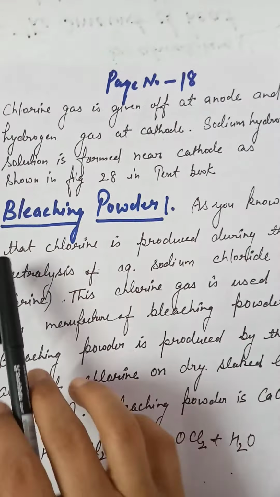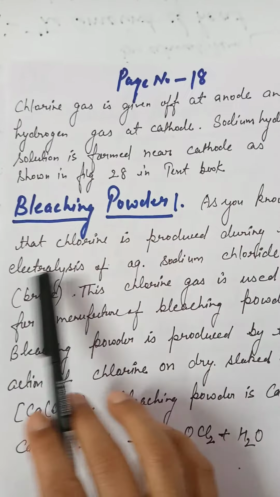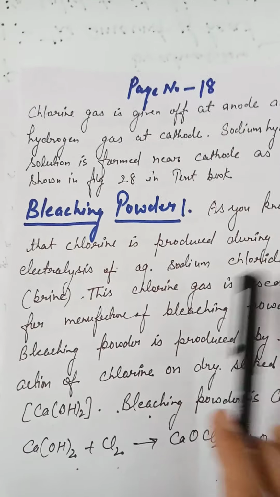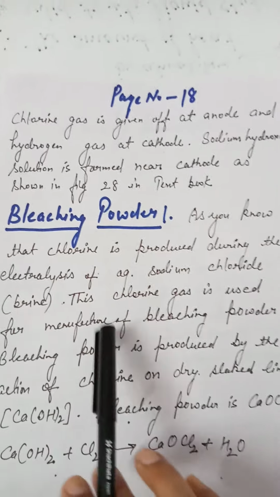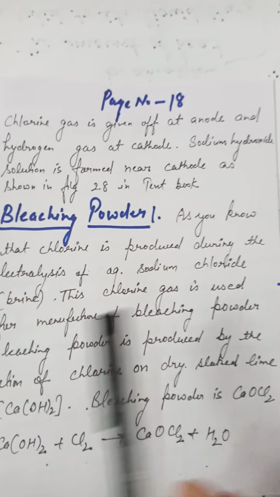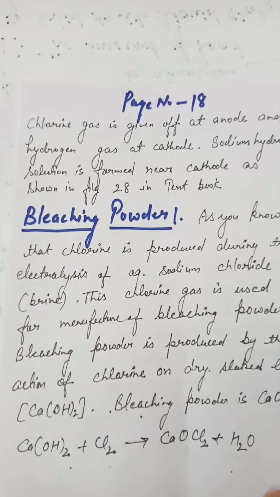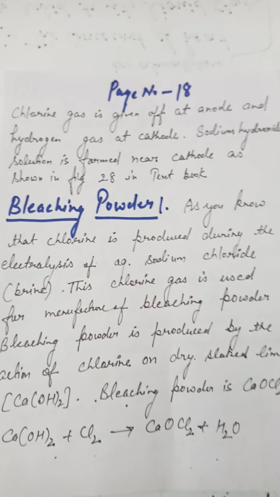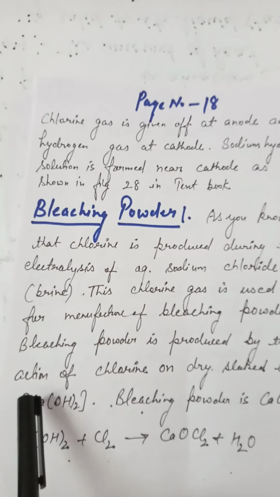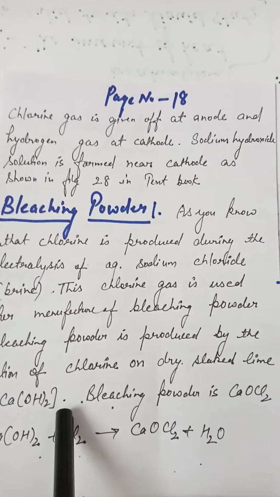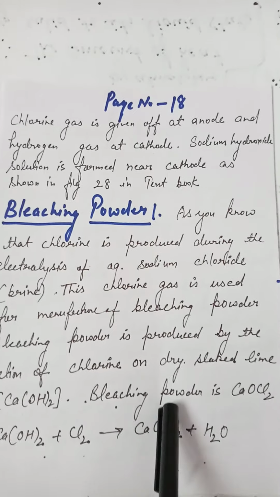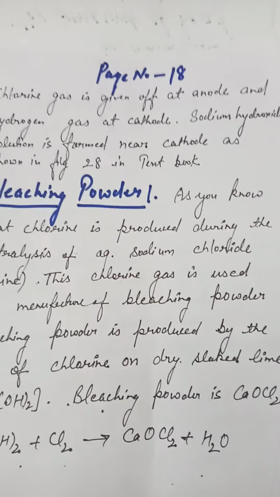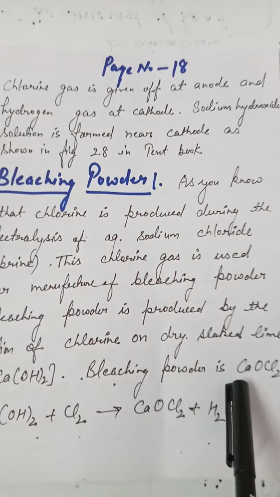As you know, chlorine is produced during the electrolysis of sodium chloride, that is, brine solution. This chlorine gas is used for the manufacturing of bleaching powder. Bleaching powder is produced by the action of chlorine on dry slaked lime. The equation is given here. The formula for slaked lime is Ca(OH)2, and the formula for bleaching powder is CaOCl2, that is, calcium oxychloride. This is the formula for bleaching powder.